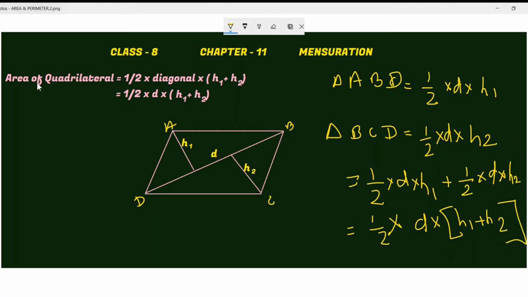So if you want to find out the area of a quadrilateral, you can find it by using the diagonal and the two heights of the triangles. So half into D into H1 plus H2. Next we'll move on to the next page.